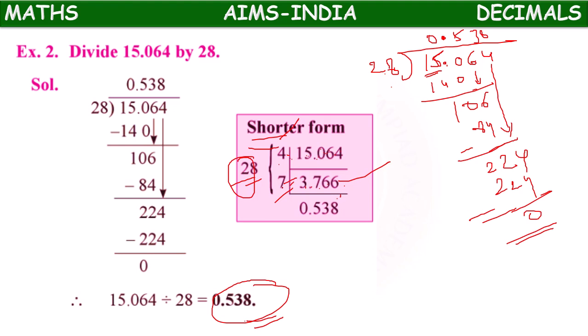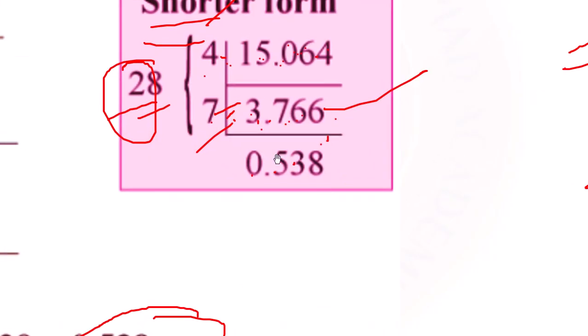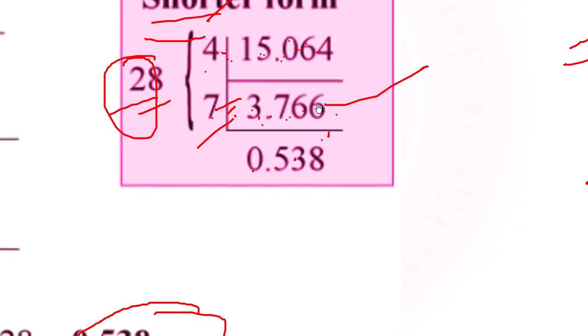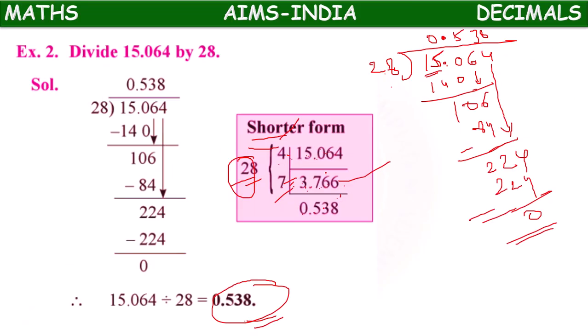Again with 7. 3 we cannot divide, 0 point we have to take, 37. 7 5 times 35. 2 remaining, 26. 7 3 times 21. 5 remaining, 56, 7 8 times 56. Like this also in shorter form we can do, because 28 is a product of the prime factors 4 and 7. That's why we divide by 4 and 7.